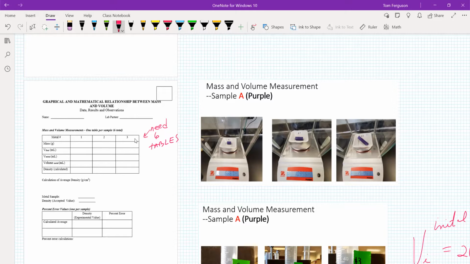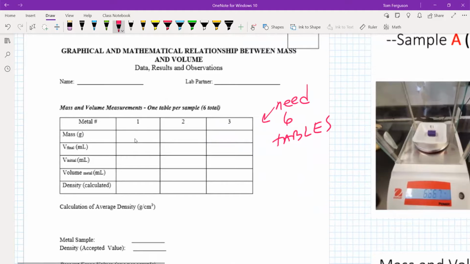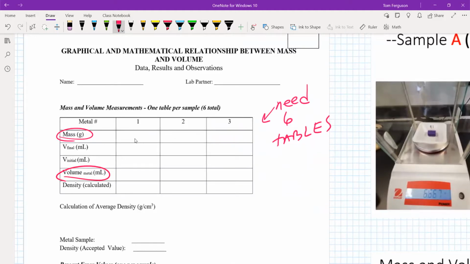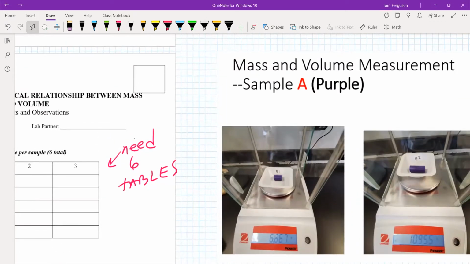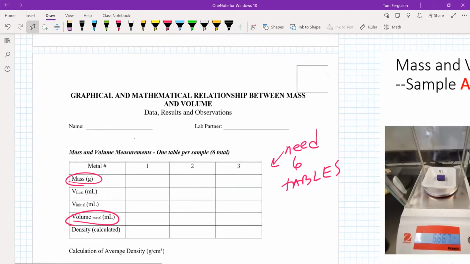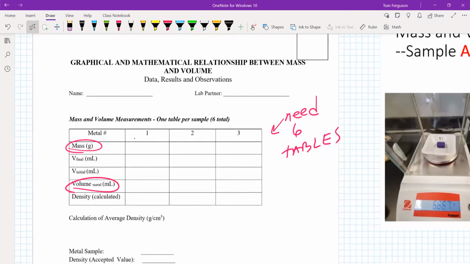So that means you need to have a mass and a volume for each sample of the same thing. In this case, it's going to be purple, and purple is some substance. It could be plastic, it could be metal, it could be whatever. So to find the density of purple, we need a mass and we need a volume.